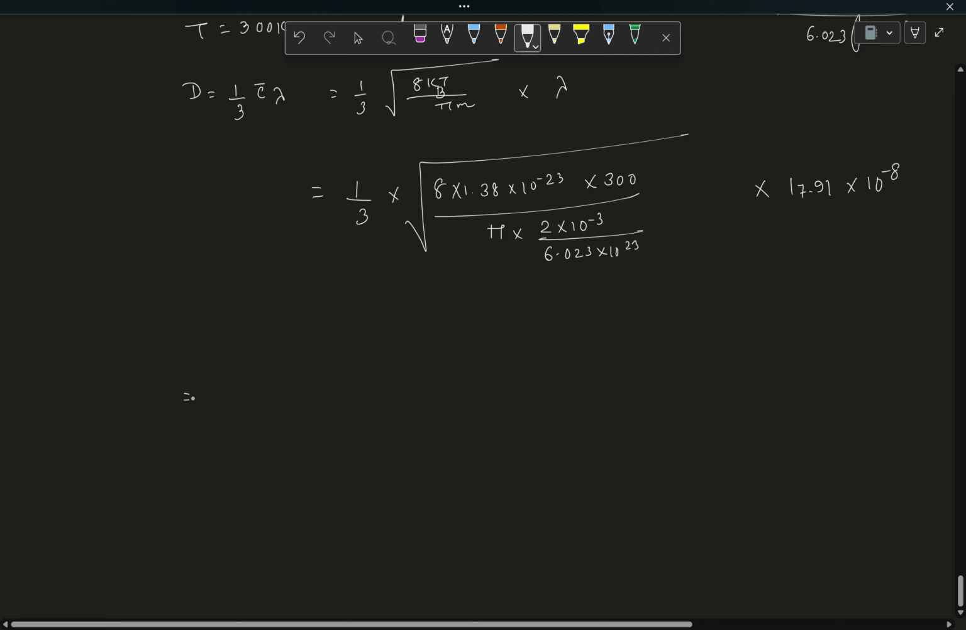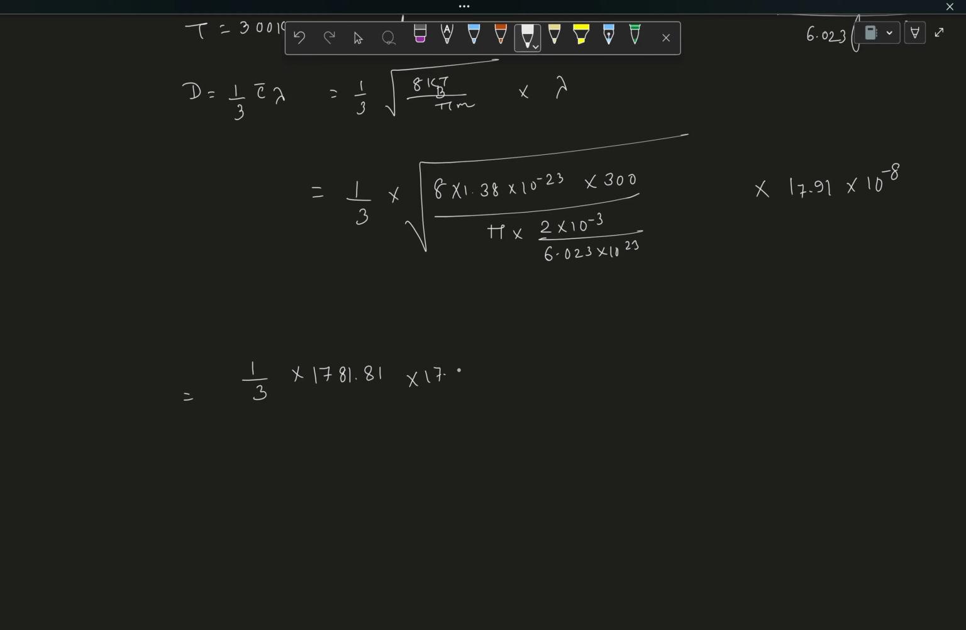And now cross check that everything is in SI unit or similar unit. Okay, so this root over term is 8 into 1.38 into 10 to the power minus 23 into 300 Kelvin, and then the denominator term that comes up is 6.023 into 10 to the power of 23 divided by pi into 2 into 10 to the power of minus 3. Then the square root of this. Okay, so this is 1/3 into 1781.81 into 17.91 into 10 to the power of minus 8.